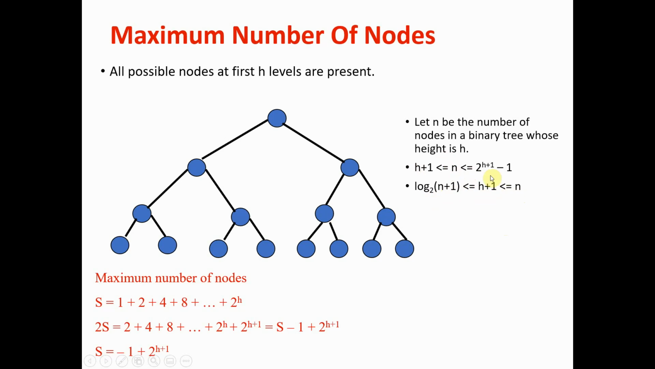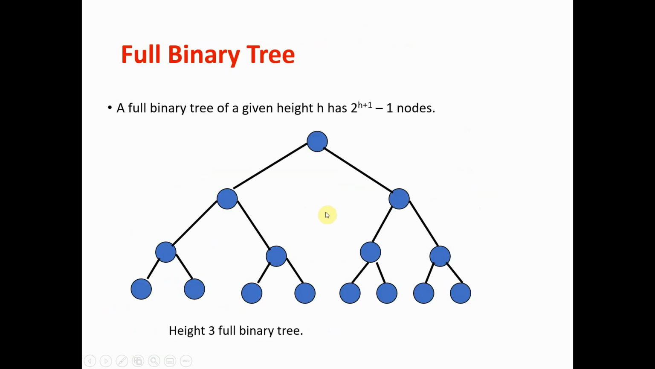If you have the other parameter, if you have the height, you can find the upper and lower limit for the number of nodes. If you have the n, you can find the upper and lower limit for the height. If you have a full binary tree, then you have the maximum number of nodes, which is going to be 2 raised to power h plus 1 minus 1.